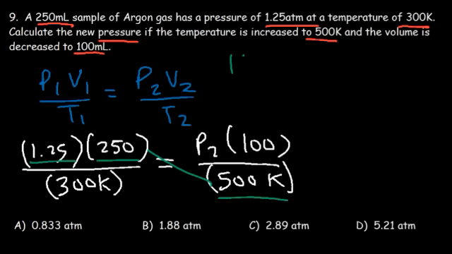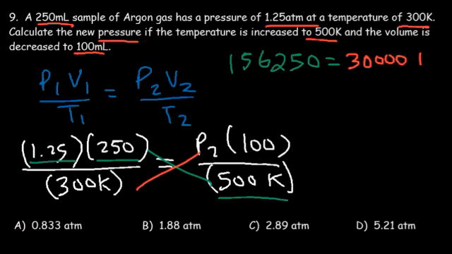a big number, 156250. And then if you cross multiply for the other side, P2 times 100 times 300. 300 times 100, that's basically 30,000. You just do 3 times 1 and you add the 4 zeros. And then times P2. So now we have to divide both sides by 30,000.